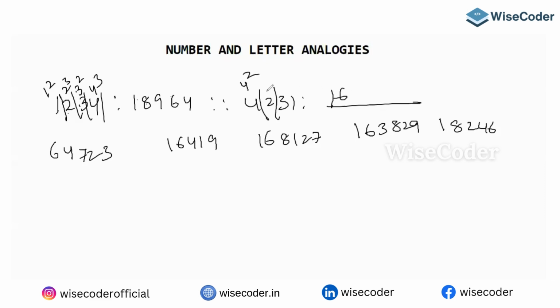On the same note, 4 square is what? 16. 2 cube is what? 8. 3 square is what? 9. 1 cube is what? 1. So then the answer is 1 6 8 9 1. You are getting 1 6 8 9 1.